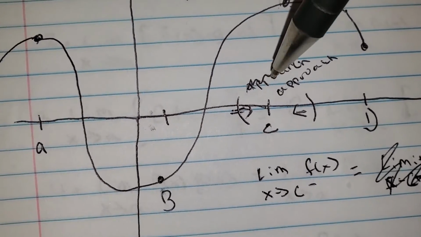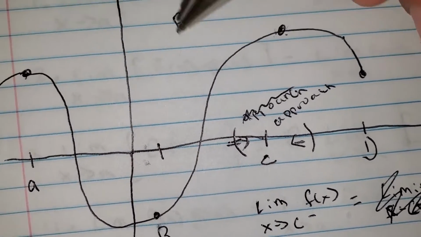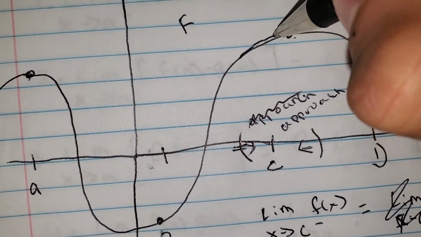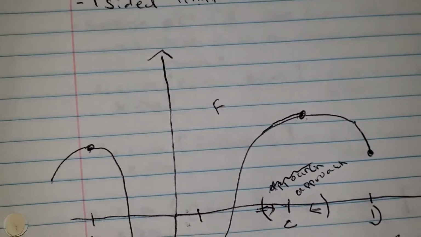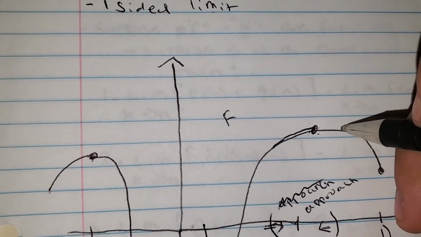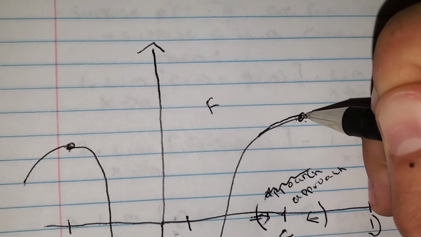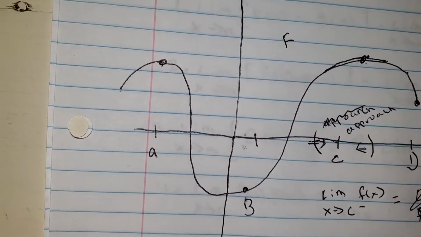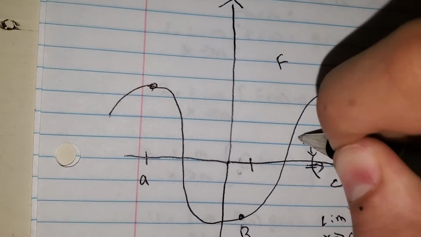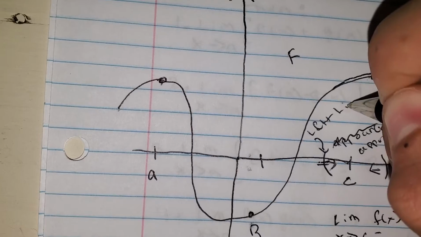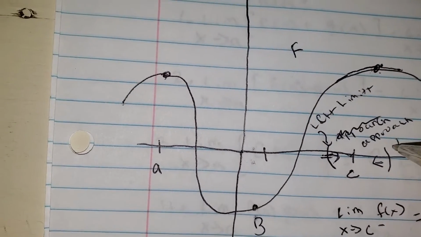And how does the y value behave? On the y value, the function looks like it's getting closer and closer to this point. And if we approach from the right, as we get closer and closer, it looks like this value. And so we have two sides. This is the left hand limit, and this is the right hand limit.